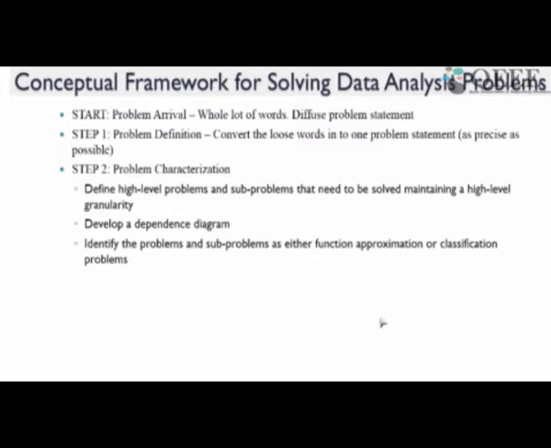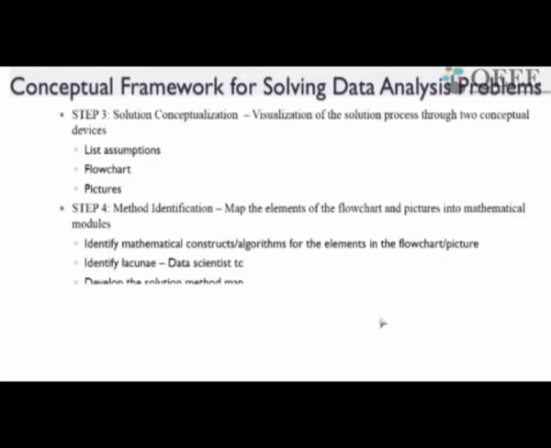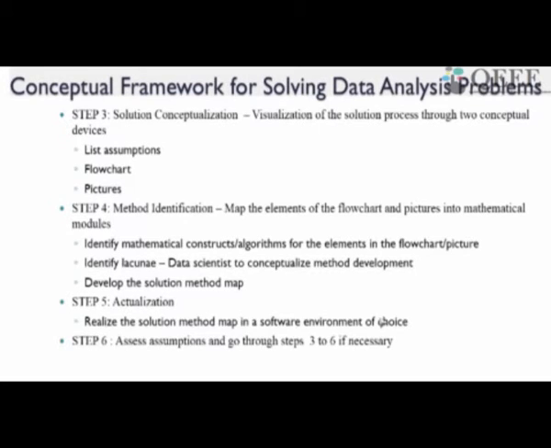This is to identify the problems and sub-problems. As we have seen, there are two types of data analytics problems: function approximation and classification problems. You identify the high-level problems and the sub-problems as either function approximation problems or classification problems. Once you do that, the next step is solution conceptualization. We have seen one method each for function approximation and classification, which are linear regression and KNN. Depending upon the number of sub-problems you have and the data that comes with them, you need to choose the appropriate function approximation or classification technique to solve those sub-problems and the top-level problems.